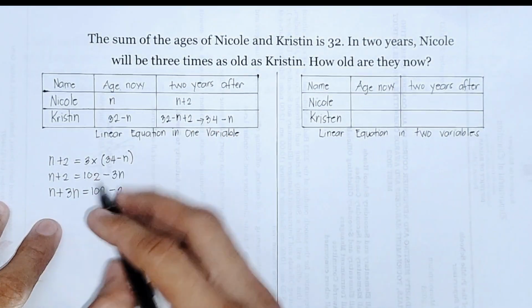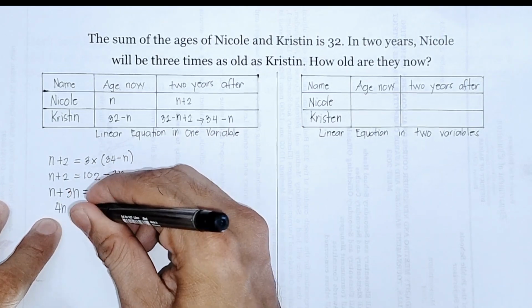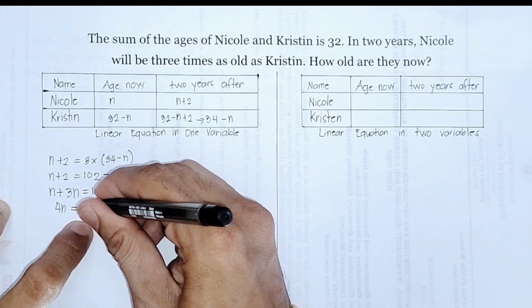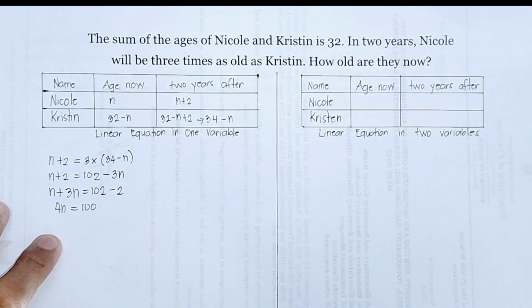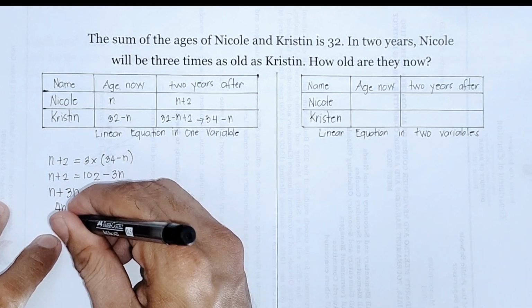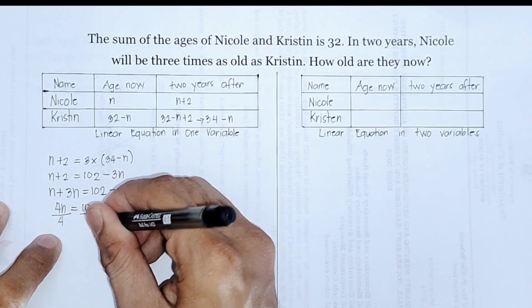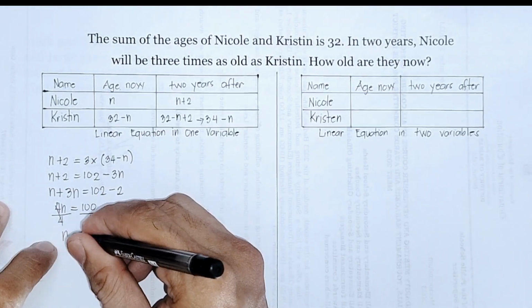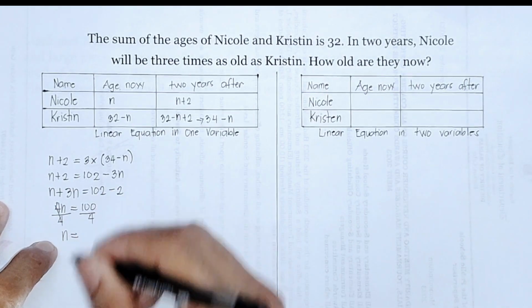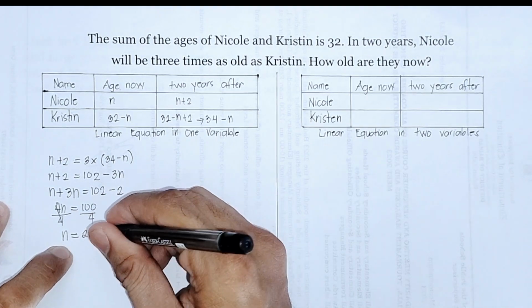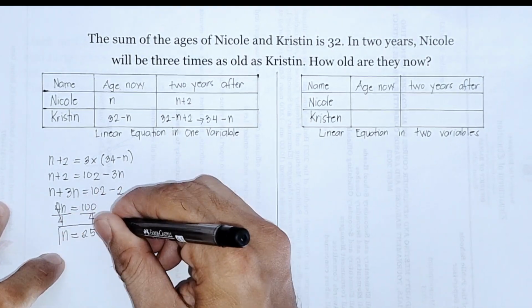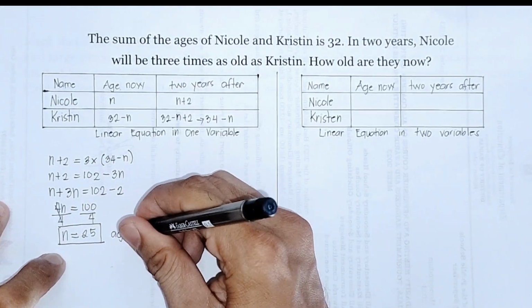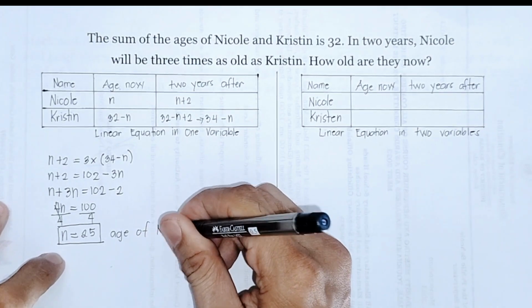Alright, so n plus 3n is 4n is equal to 102 minus 2, that is 100. And to find the value of n, we have to divide 4n by 4 and 100 by 4 also. So 4 divided by 4 is equal to 1. So n is equal to 100 divided by 4, which is 25. So that is the value of n, or that is the age of Nicole.